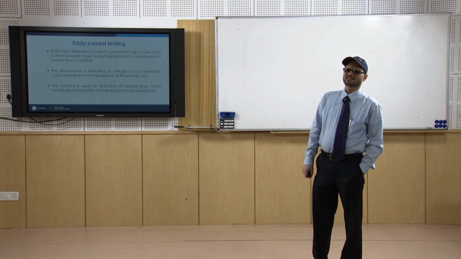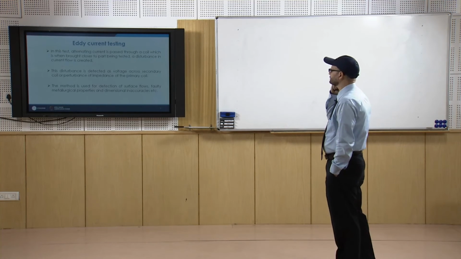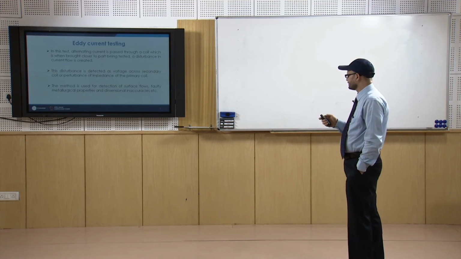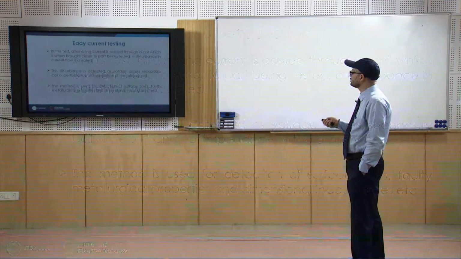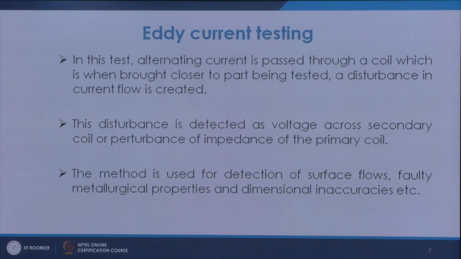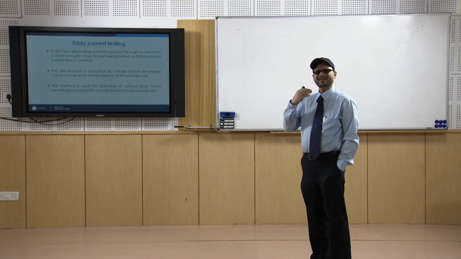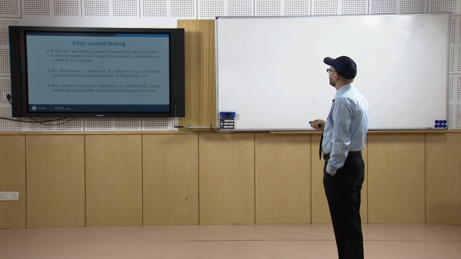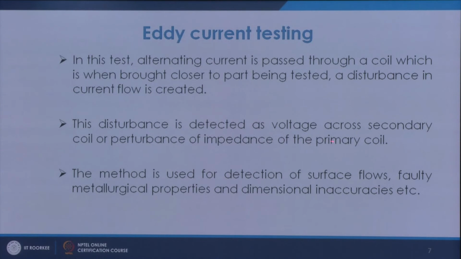Next is eddy current testing. Now, in the case of eddy current testing, what we do is the alternating current is passed through a coil, and this coil is when brought closer to the part which is being tested, a disturbance in the current flow is created. Now, what happens is that you will have the primary coil, and similarly when it will be brought to the casting, the secondary coil is there. So, now if there is no defect, then there is no perturbance in that vicinity. However, if there is any kind of defect, then that disturbance can be seen. So, disturbance is detected as the voltage across secondary coil or perturbance of impedance of the primary coil.